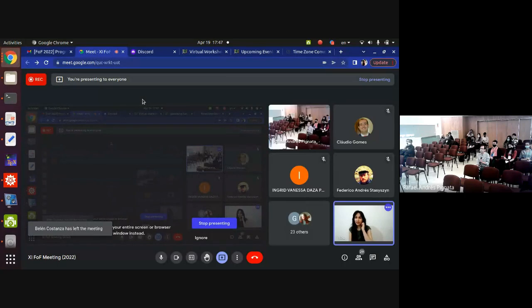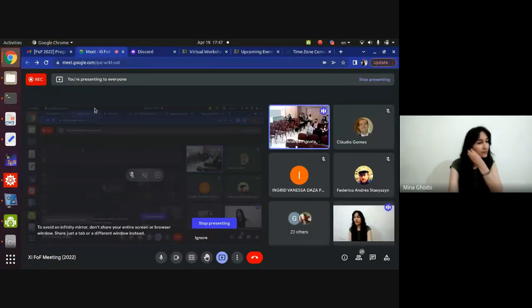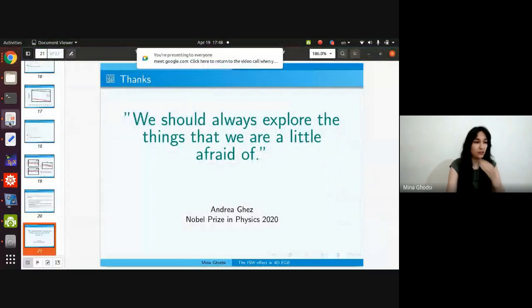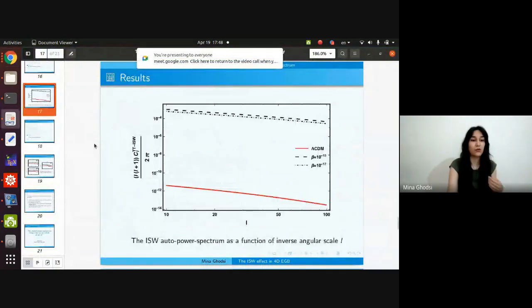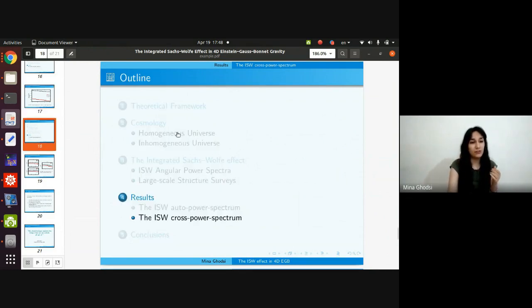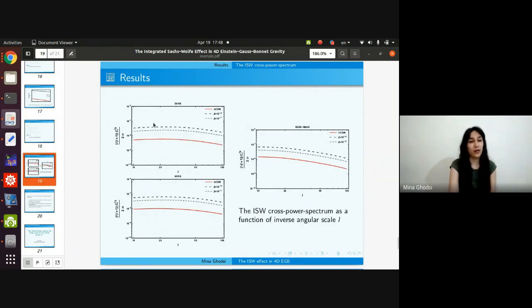Actually, we don't have a very good data. For example, we don't have any data for the ISW auto power spectrum because Planck can see anisotropies from ISW, Sachs-Wolfe, and for example, the Doppler effect. But we have some data for the ISW cross power spectrum, but the data and error bars are very large, so they cover all of them.